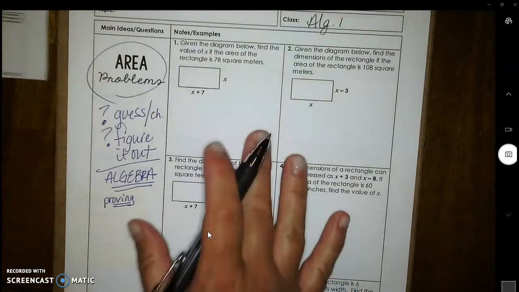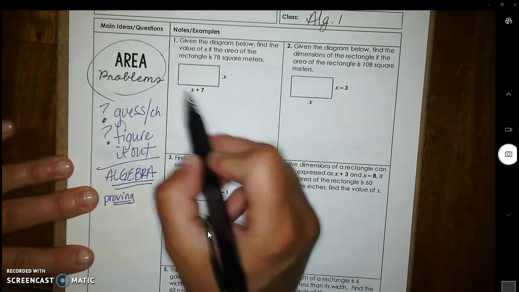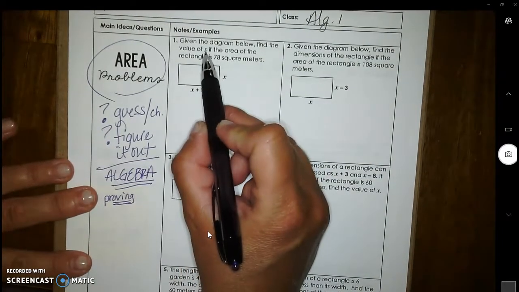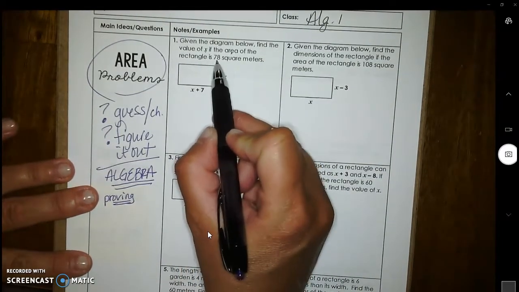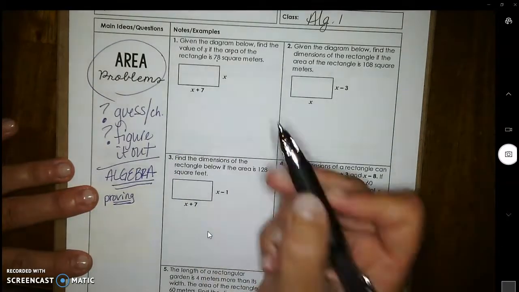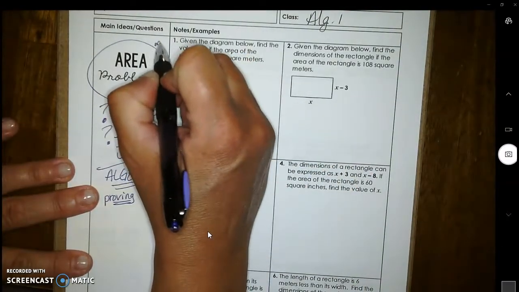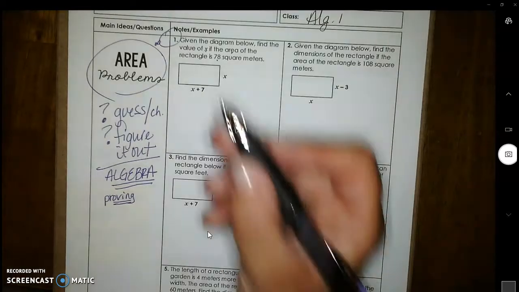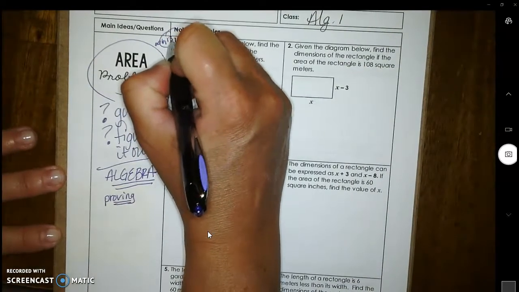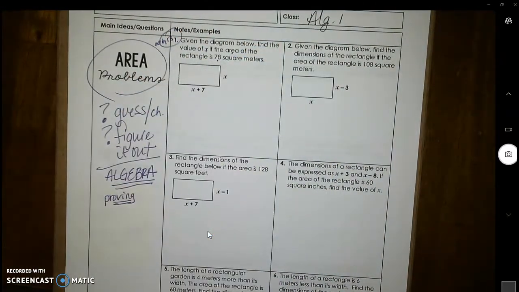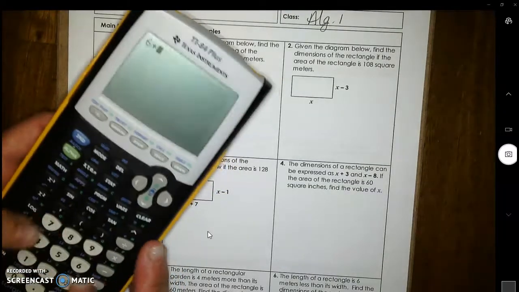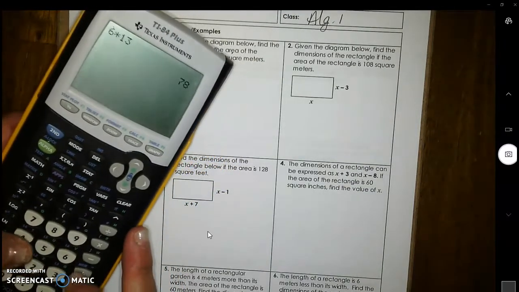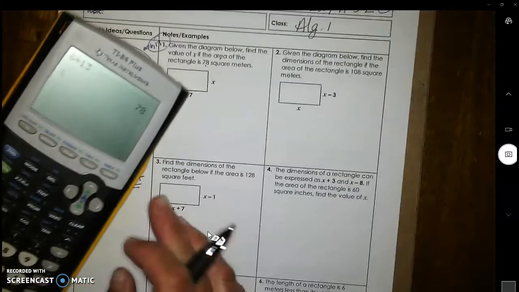So if you take a look at number 1, we are given this diagram and we want to find the value of x when the area is going to be 78, okay? Now, you can guess and check. You can absolutely do this in your head and see if you can figure out what the answer is. Maybe you think that you know it's going to be a 6 by 13, okay? And so let me just double check on my handy dandy calculator. Is 6 times 13 78? Yes, in fact it is.